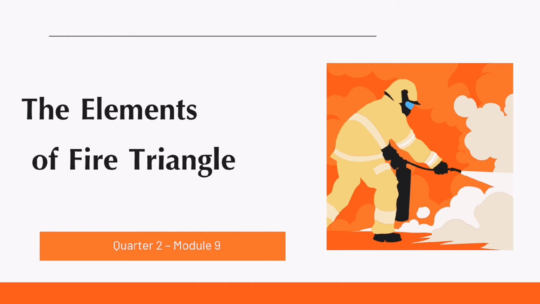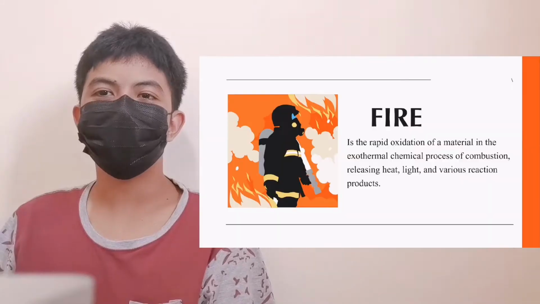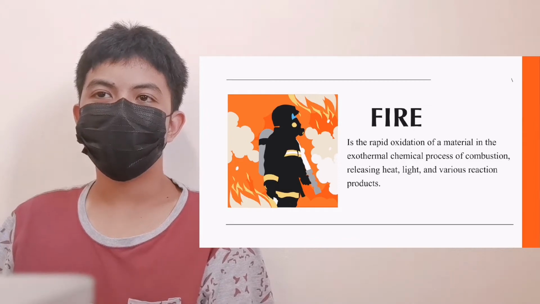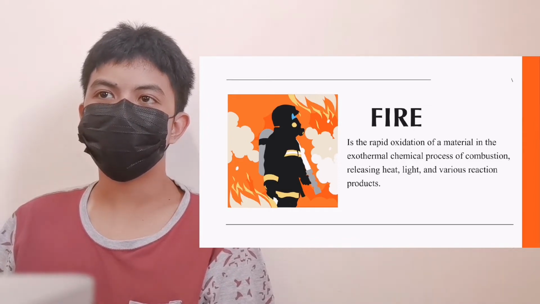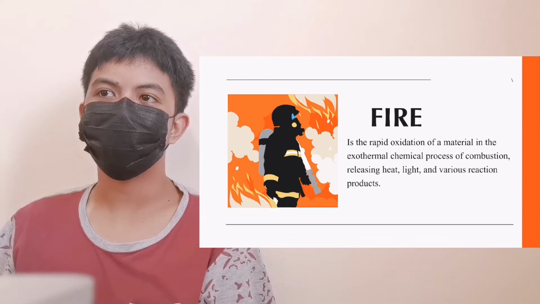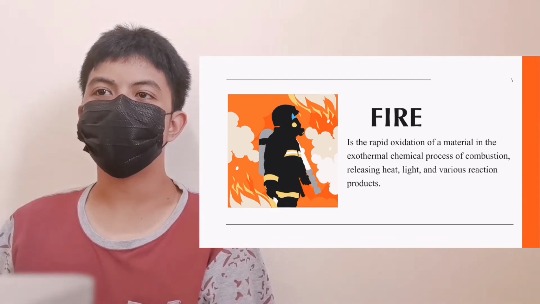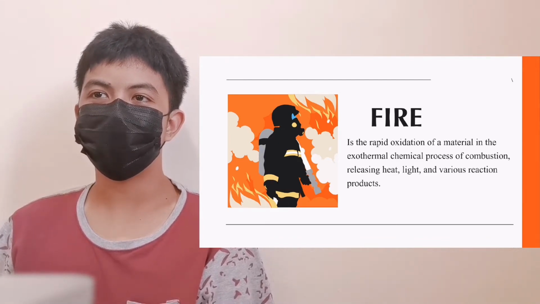The elements of fire triangle. First, let's define fire. Fire is the rapid oxidation of a material in the exothermal chemical process of combustion, releasing heat, light, and various reaction products.